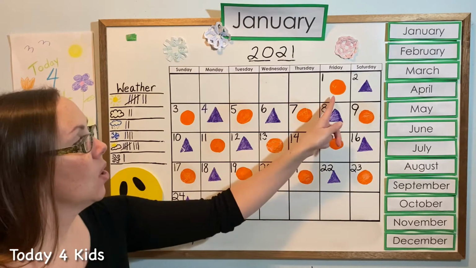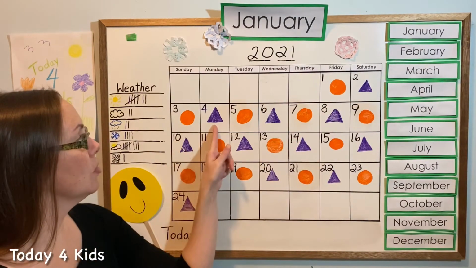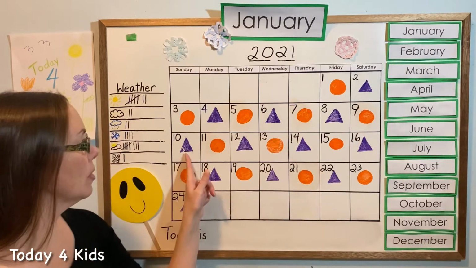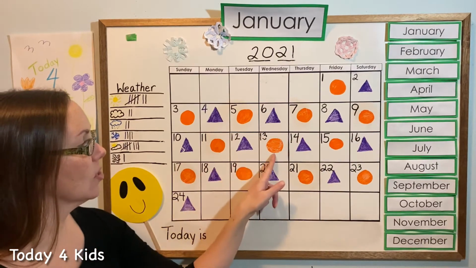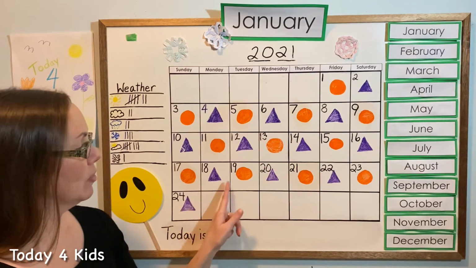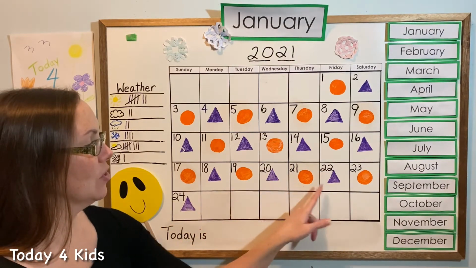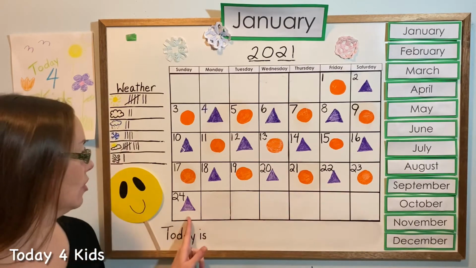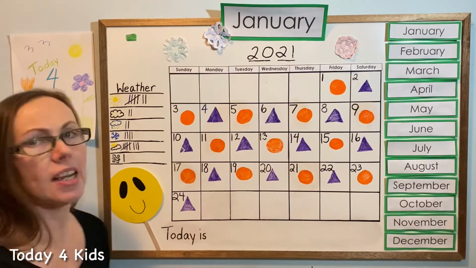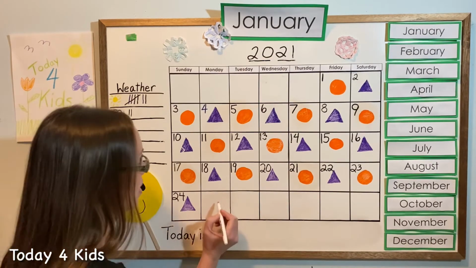Ready? Orange circle, purple triangle, orange circle, purple triangle, orange circle, purple triangle, and so on, all the way through the pattern to the last orange circle. Good work. That was a lot to say in one section.